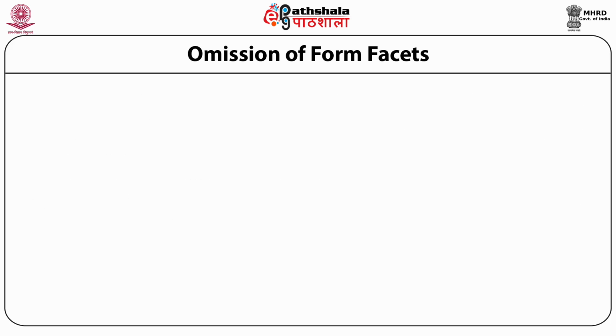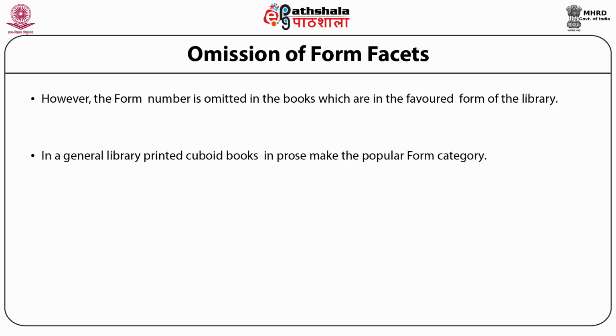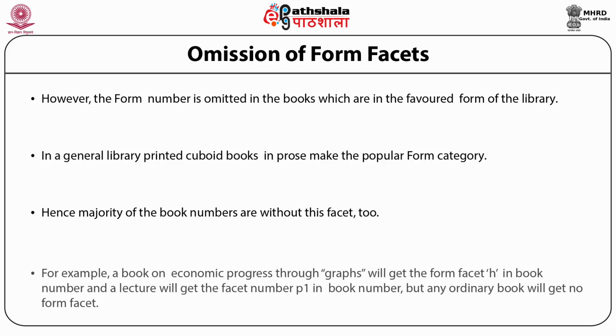Omission of the form facets. Similarly, form facets can also be omitted and not given in many of the cases, such as the form facet is omitted in books which are in the favored form of the library. In a general library, printed cuboid books in prose make a popular form of category. For example, the ordinary books that we read daily are in this popular form. Hence, the form number is not given. The majority of the books are thus without this facet. For example, a book on economic progress through graphs will get the form facet H in the book number, and a lecture will get the facet P1 in the book number. But any ordinary book will get no form facet.